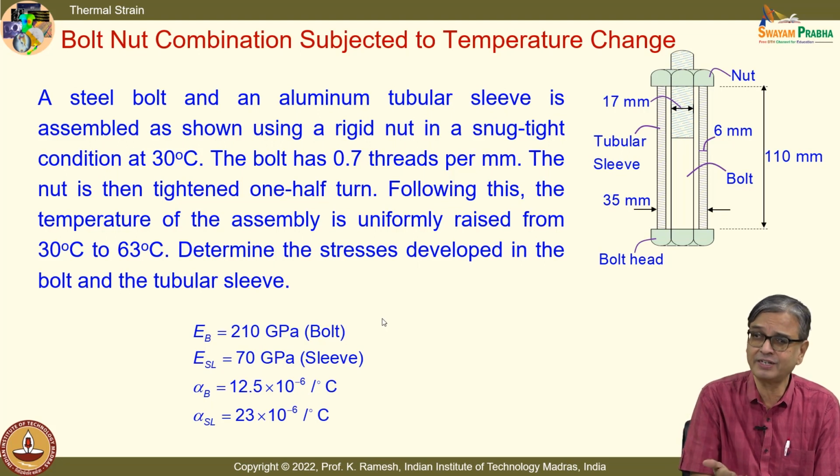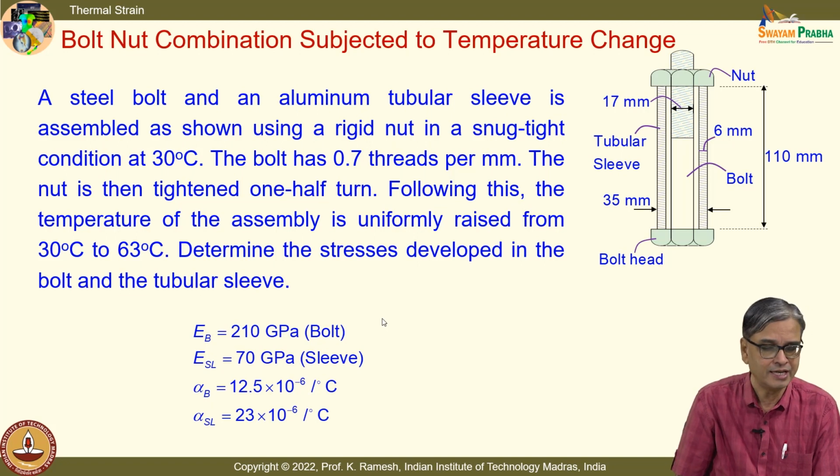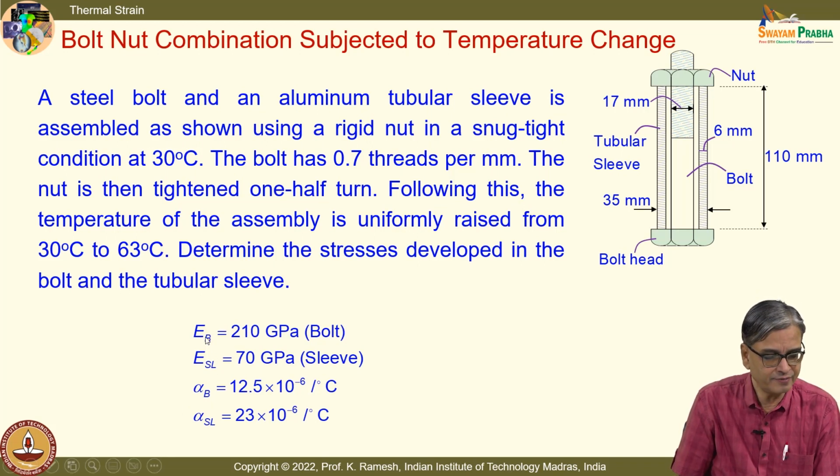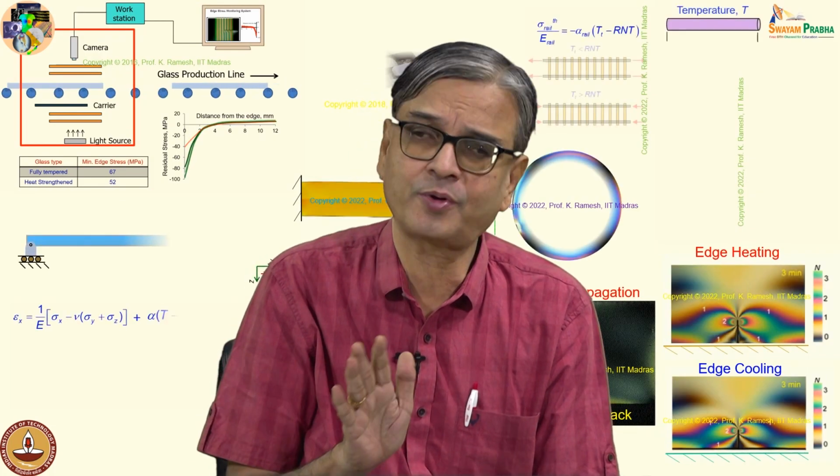So, you have several systems, even in your automobile, where your engine is fitted into your chassis with some bolt-nut connection. So, you have this kind of a practical situation. A bolt and nut are connected, then tightened, and they are exposed to a temperature change. It is a very common occurrence that needs to be handled, and you are given the elastic properties of the bolt as well as the thermal coefficient of expansion. How do we go and solve the problem?